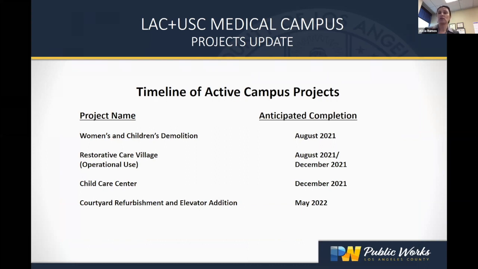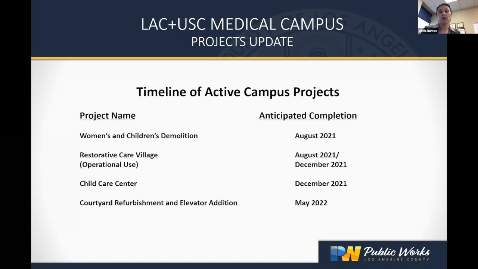So first, starting with our Women's and Children's demolition, that has probably had the most significant visual impact recently, along with our restorative care village. If you've been watching or you're in the local area, you will have seen that we are really down to the last components of the Women's and Children's Hospital coming down. We expect that demolition to be complete this summer in August. Please keep in mind that while we see what is coming down above ground, that building still has a basement. So even though you may see that everything's down, there's still work going on to remove the basement component, which is underground.